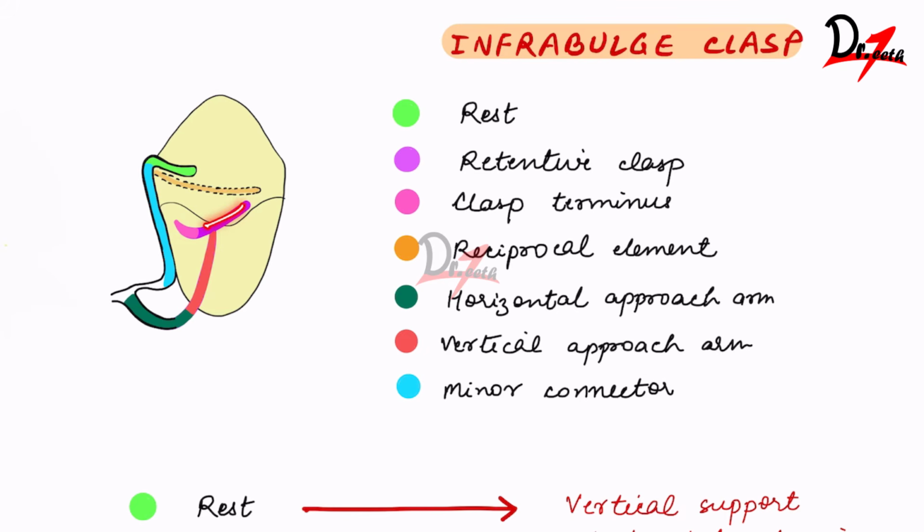Then we have the retentive clasp. This is the clasp terminus, okay. And then this right here is the reciprocal element, okay. This is the horizontal approach arm, because as you can see, it is kind of horizontal, right? And then this is the vertical one, okay. And then we have the minor connector. So as you can see here, we have the horizontal approach arm and vertical approach arm in addition. So these are specific design considerations, right?